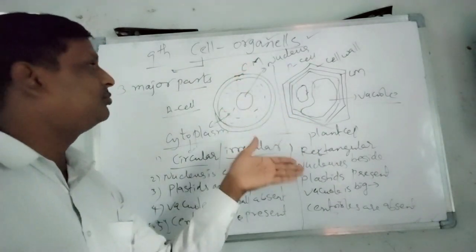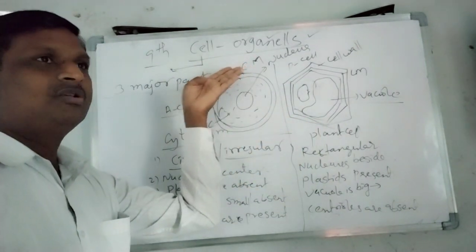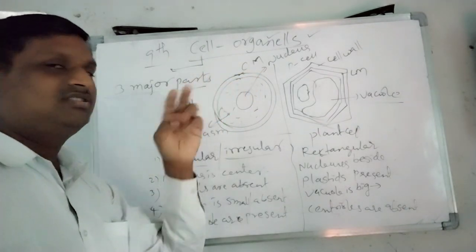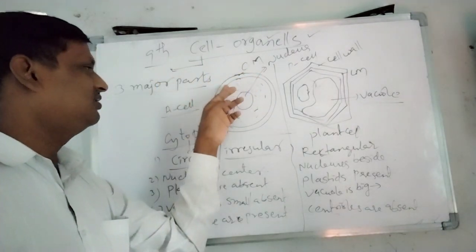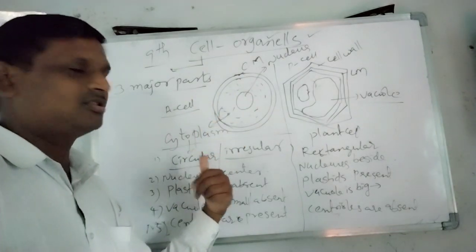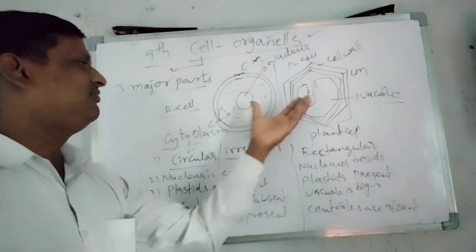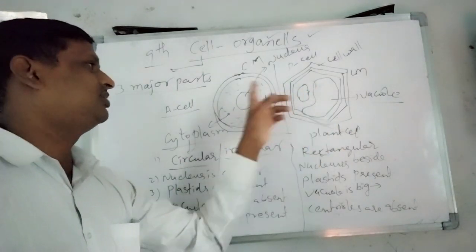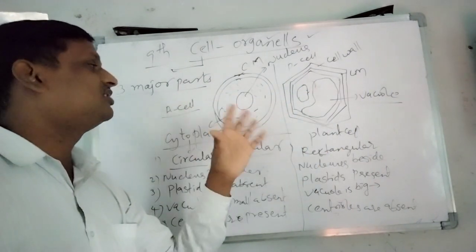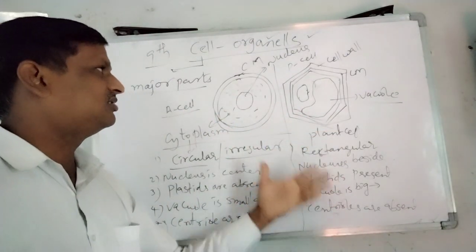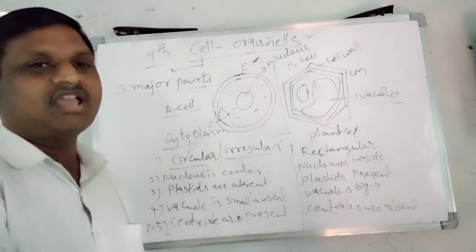So here we studied what a cell is. The cell is a basic unit of life. It has three major parts: cell membrane, nucleus and cytoplasm. Cytoplasm consists of cell organelles. Then we saw the plant cell and animal cell. Generally the plant cell is rectangular in shape, whereas the animal cell is circular in shape. Then we studied the differences between the plant cell and animal cell.